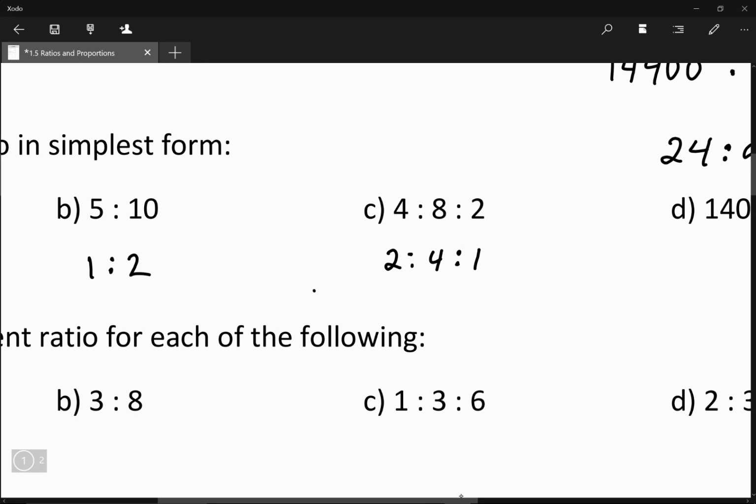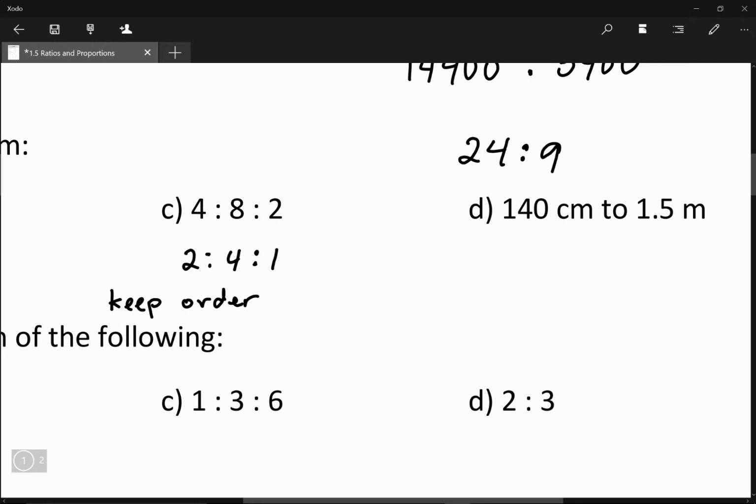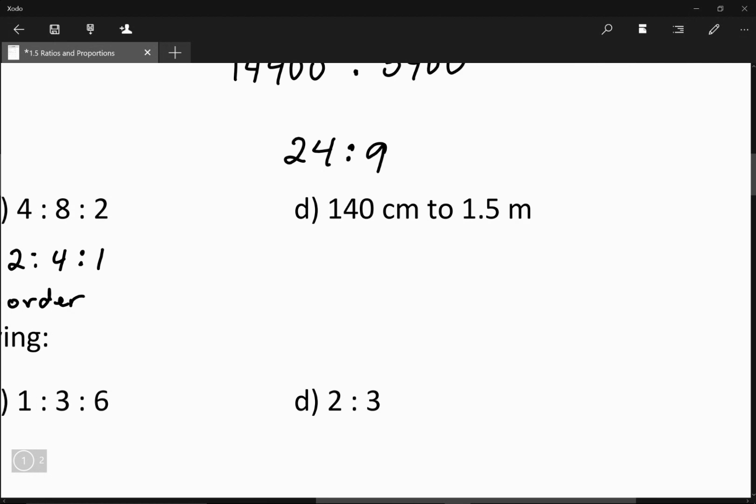Make sure you keep the order, right? You don't want to mix up the order, especially when now there's 3 of them in here. And you can also continue the ratio with multiple colons, okay, and that's fine too.